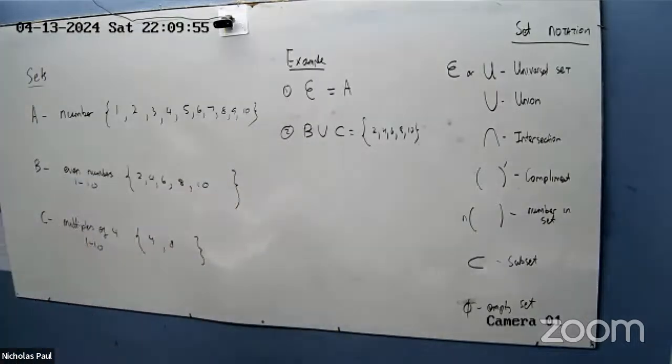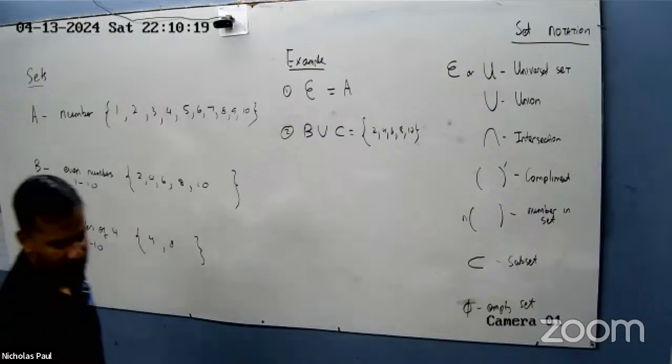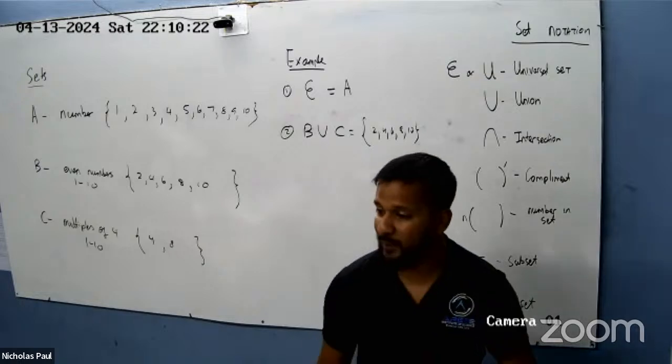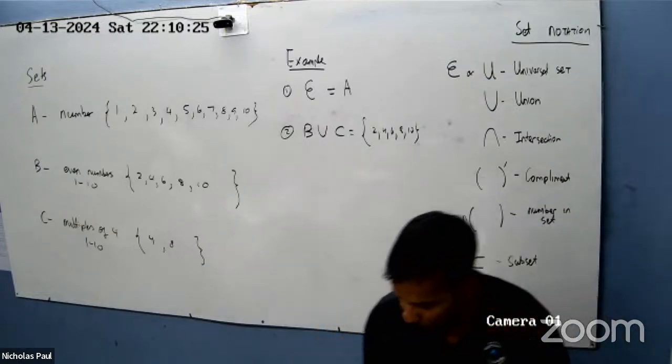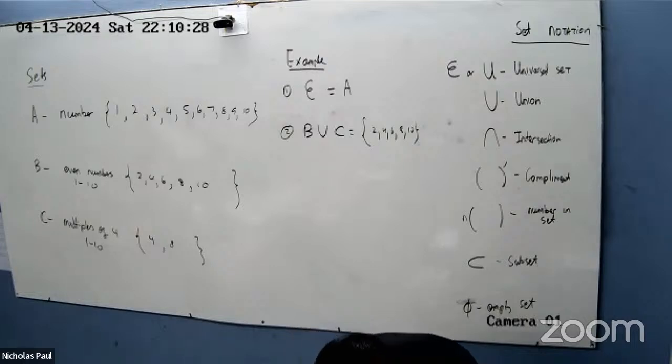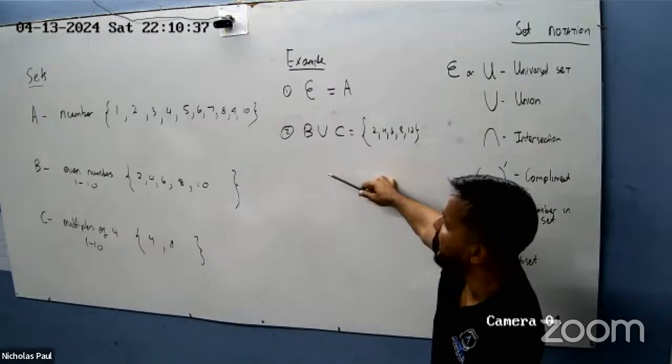Union represents all the elements in both sets without repetition. And then write down the example there, the example B and C.